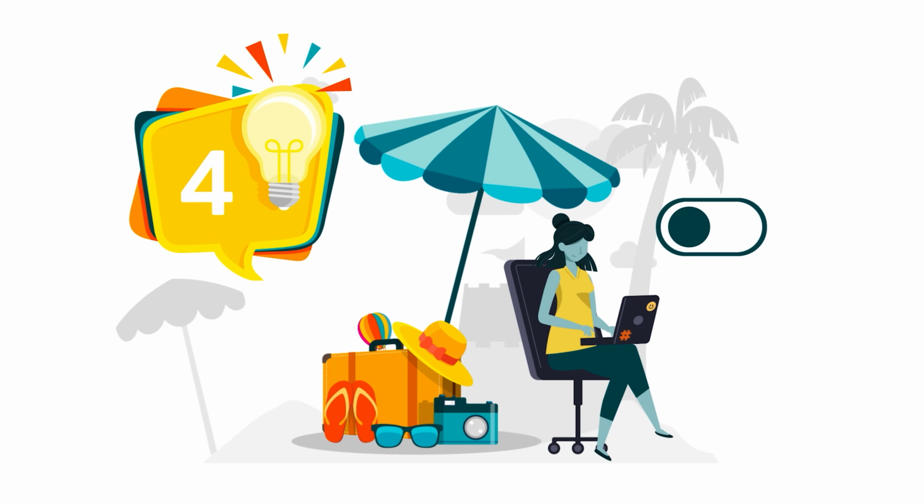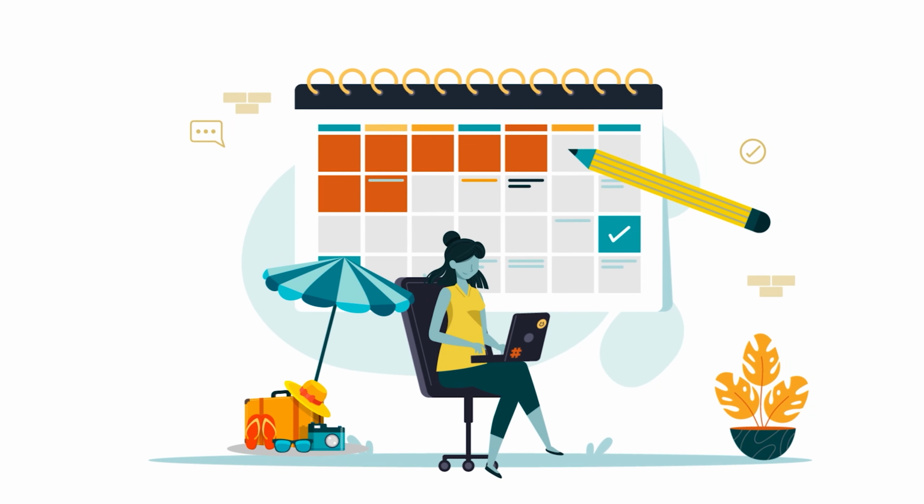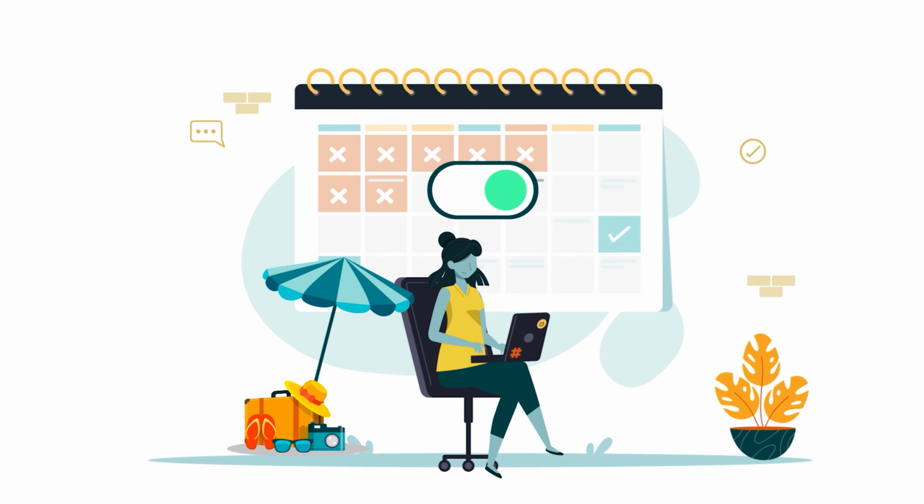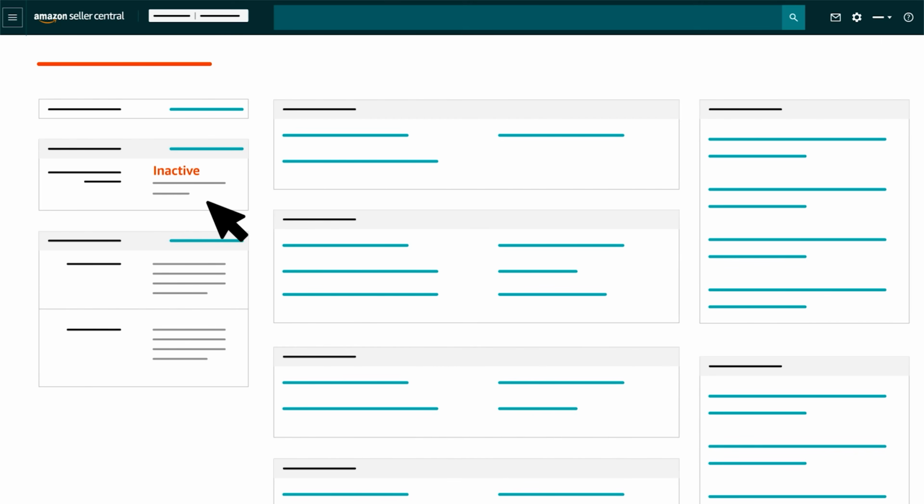Tip number 4, enable vacation mode when you can't fulfill orders. If you're unable to fulfill orders for a period of time, we recommend placing your account in vacation mode. This will allow you to inactivate your listings so they'll be unavailable for purchase.